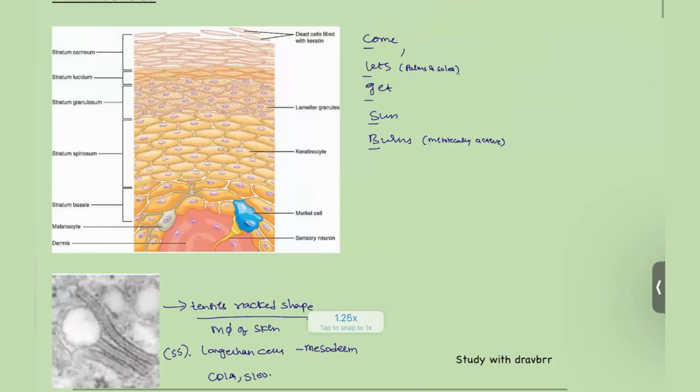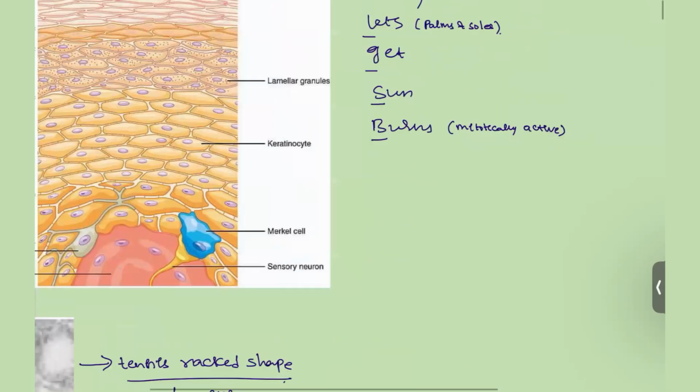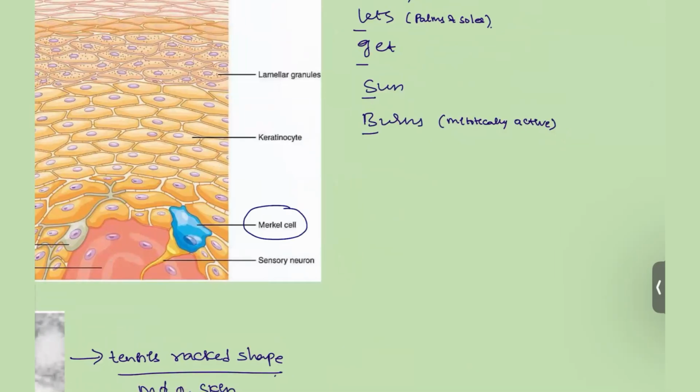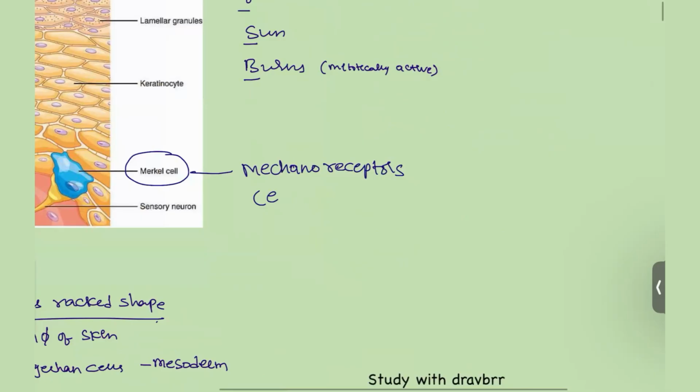Next, some other cells are also present here. Here you can see the Merkel cells. Merkel cells act as mechanoreceptors for touch, and they are derived from the ectoderm.